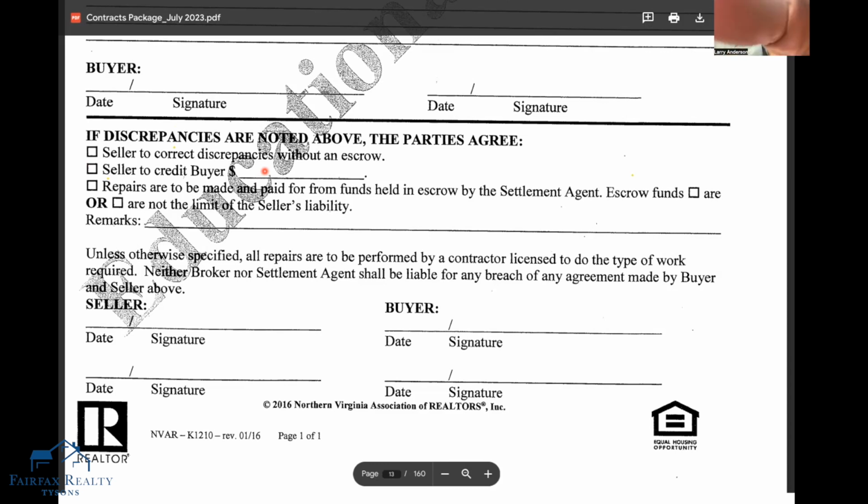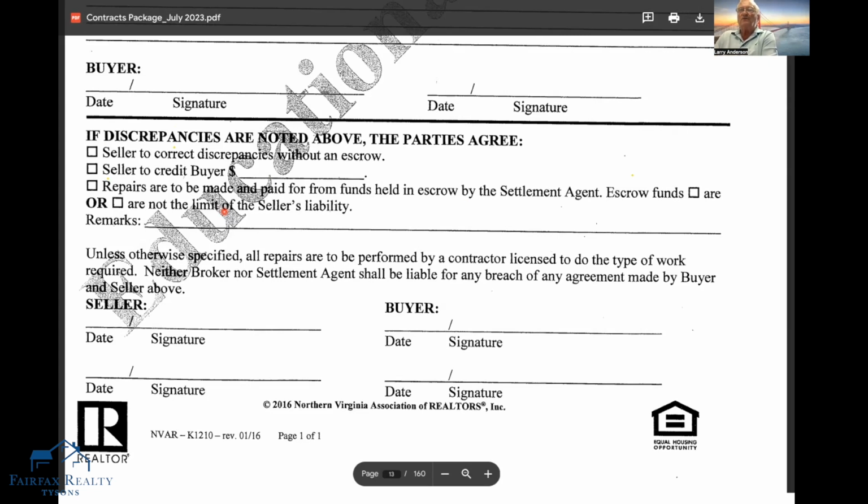Or the repairs can be made from funds held in escrow. Once again, if that lender, when they get the paperwork back, sees an escrow for these items, they may have a problem with that. And the other problem is, will the funds be the limit of the seller's liability? If you didn't get estimates, you could have a major difference in how much it costs. And if you limit the seller's liability to that, then your buyer might be a little bit upset.